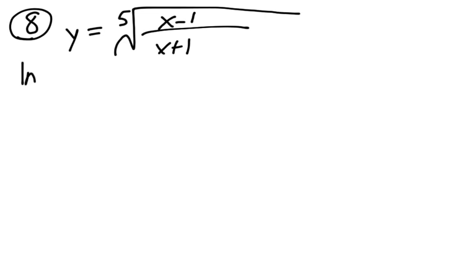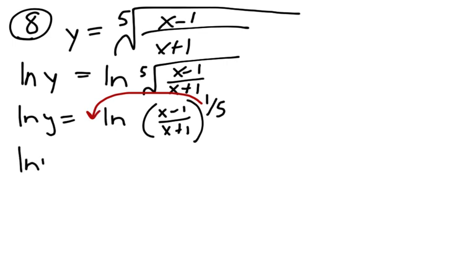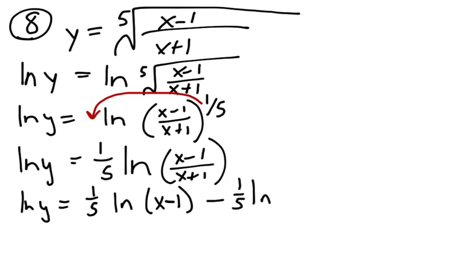But the first step is going to be to take the natural log on both sides. And now I want to use my log properties to expand this log on the right side. So I can think of this as the natural log of x minus 1 over x plus 1 to the 1/5 power. That's the same thing as the 5th root. And that power can come out in front. So I'll have natural log of y equals 1/5 times the natural log of x minus 1 over x plus 1. And now, since that's a quotient, I can split that into two separate logs with a difference in between them using my algebra log properties. So this would be 1/5 natural log of x minus 1 minus 1/5 natural log of x plus 1.